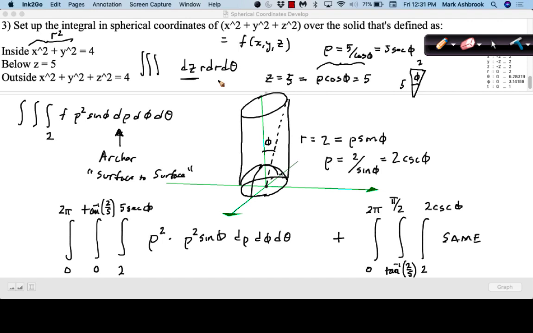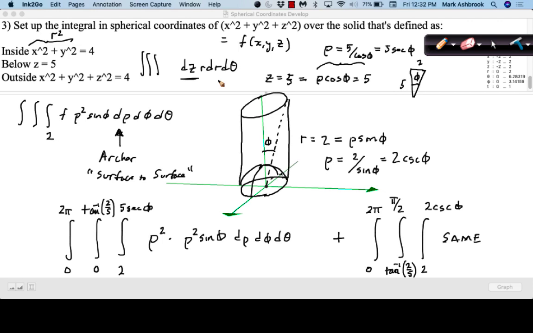So definitely easier in cylindrical coordinates. Why? Because it's basically a cylinder. The only kind of hard thing about it is the bottom, which is a sphere, but you just solve it for z, and you get the square root of 4 minus r squared. And that's not really that hard at all.